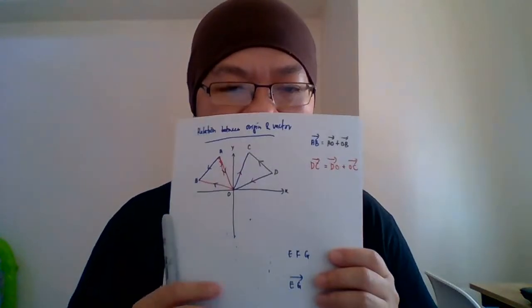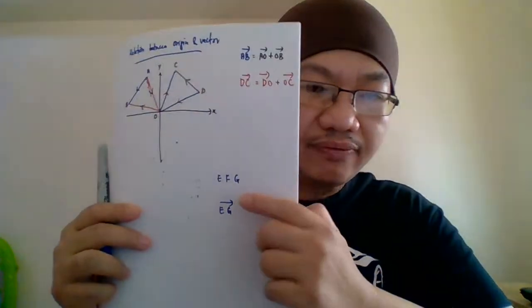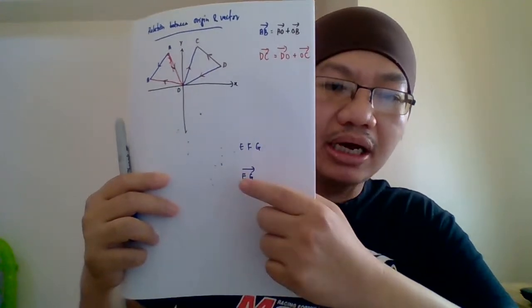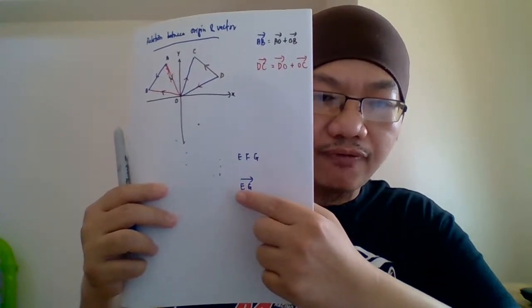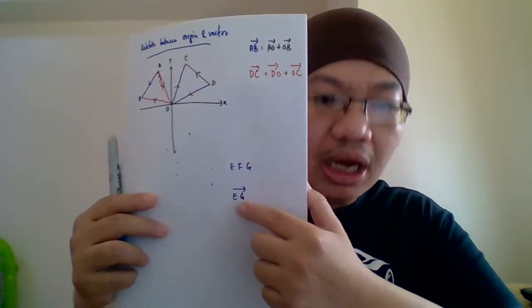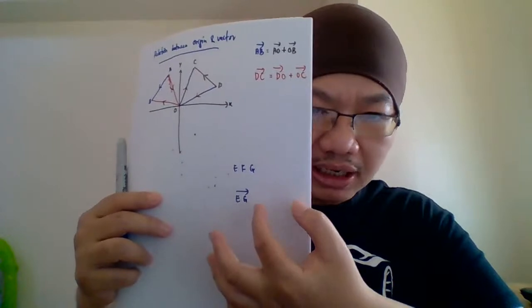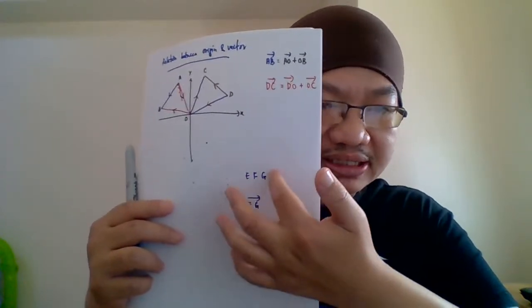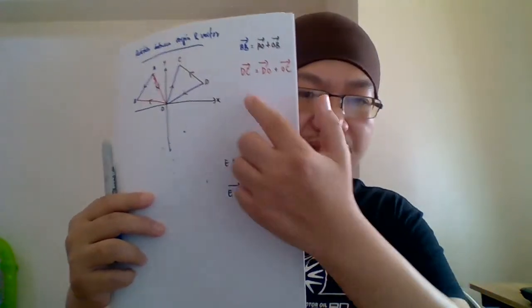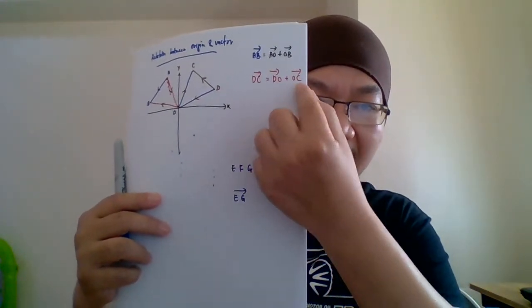So guys, let's say we have a question given the coordinates E, F, and G. I want to find the vector of EG. That means from E going to G, right? How do we form the formula using these three coordinates given? Very easy. For E and G, you just write down like D and C earlier. So it becomes E plus something G.